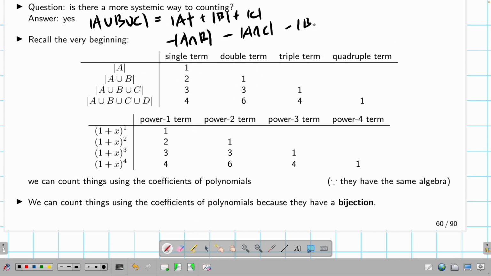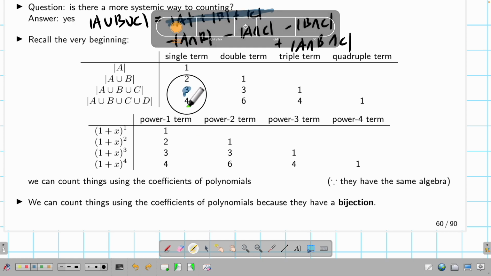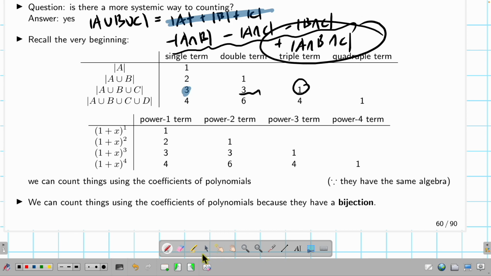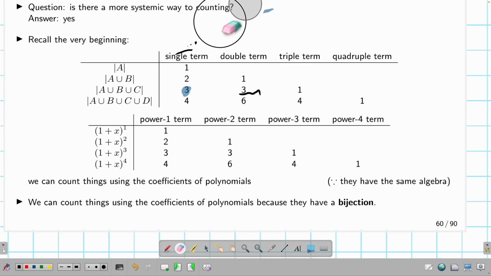And then what about 3 sets? How many single sets? 3. How many double sets? 3. How many triple sets? 1. So that's the number. And we also know that from the binomial theorem, if we expand this expression, we will have these kinds of numbers. And you see a thing. These two numbers, they are the same.